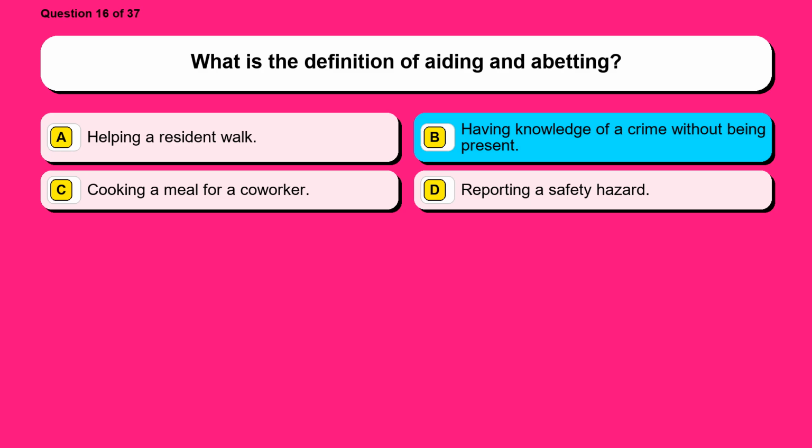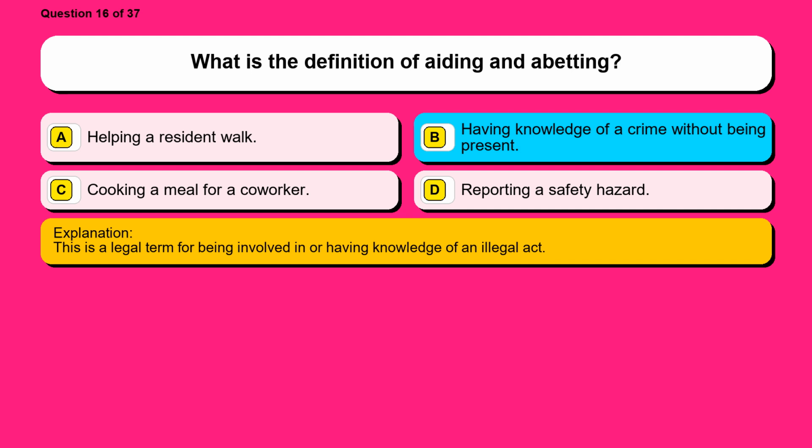The correct answer is option B, having knowledge of a crime without being present. This is a legal term for being involved in or having knowledge of an illegal act.